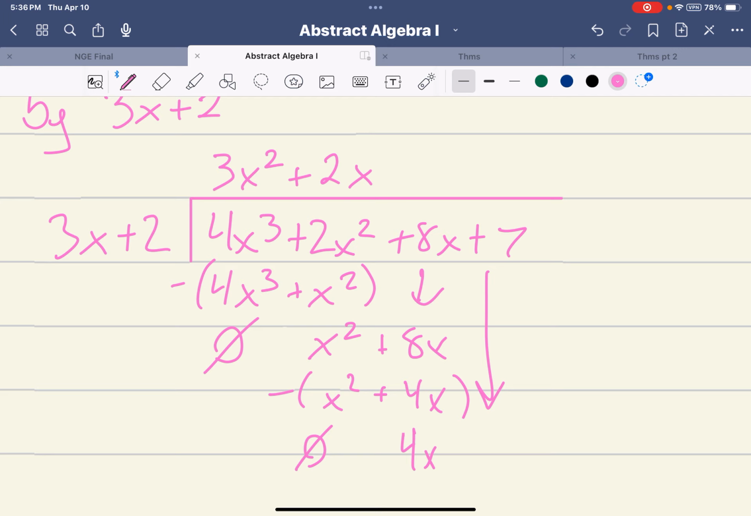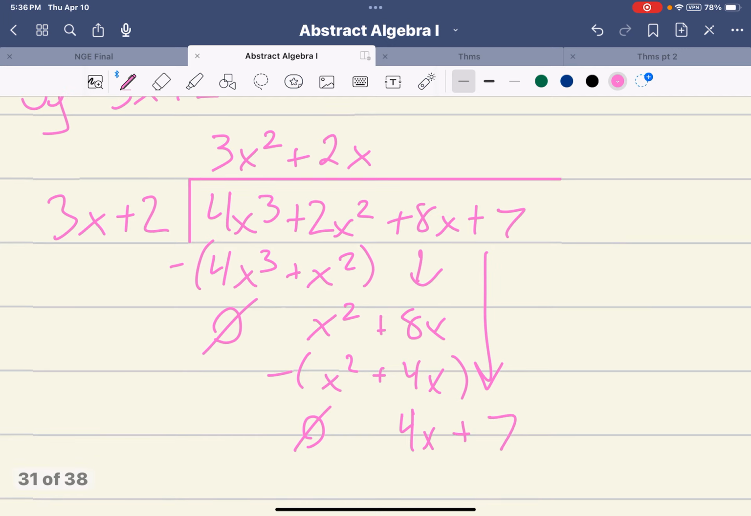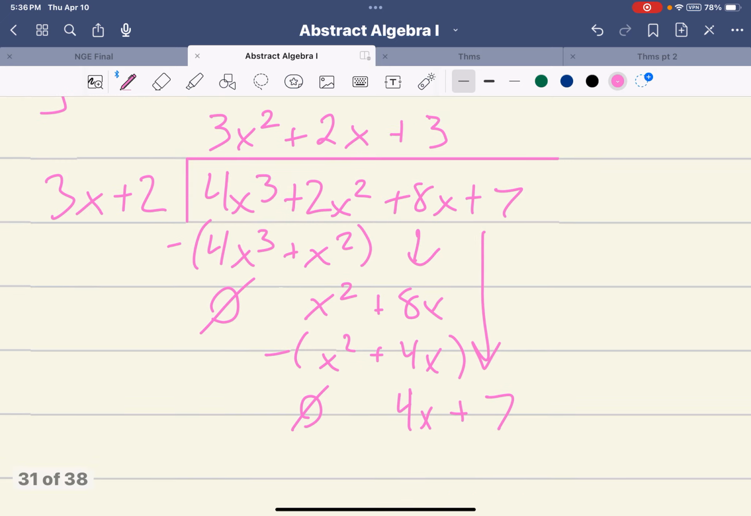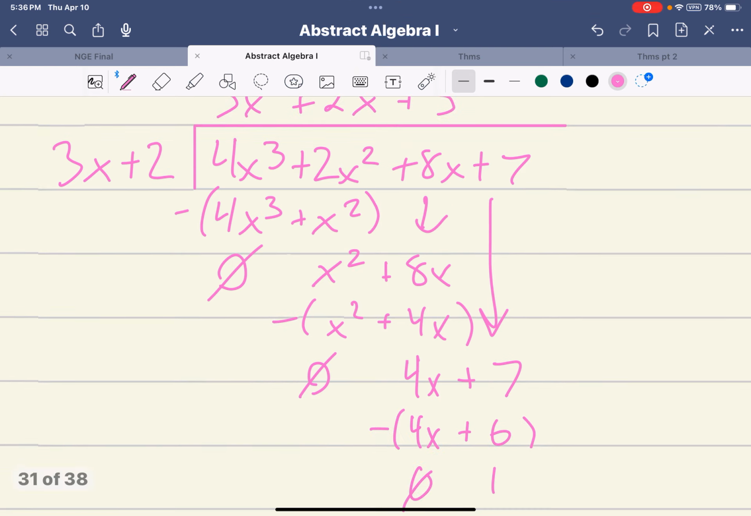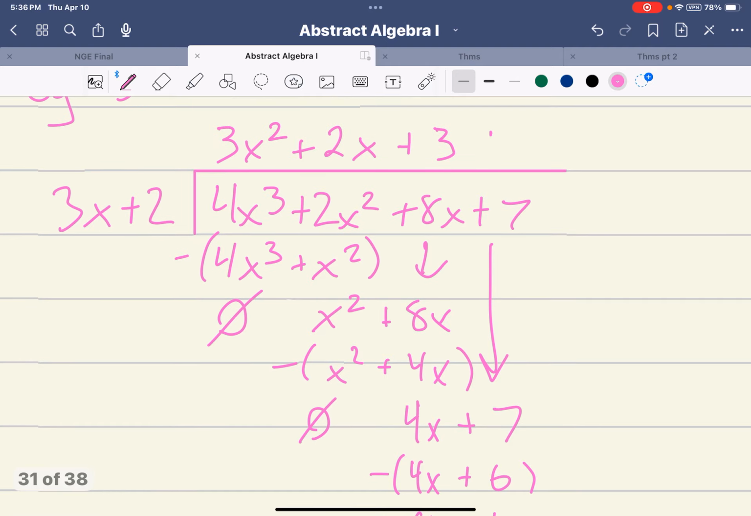Pull down the 7. How do I get the 3 away? I multiply 4 by 3 inverse. We said that's going to be 4 times 2, which is 8, which is secretly 3. So I'll do a 3. That'll get me a 9x, which is technically 4x. And then 3 times 2 is 6. They cancel, yay. It's what we want. We get 1. And so that leaves us with our remainder being plus 1 over 3x plus 2.